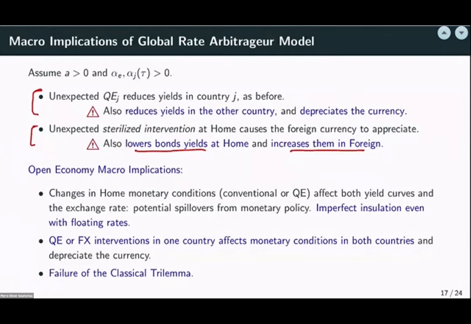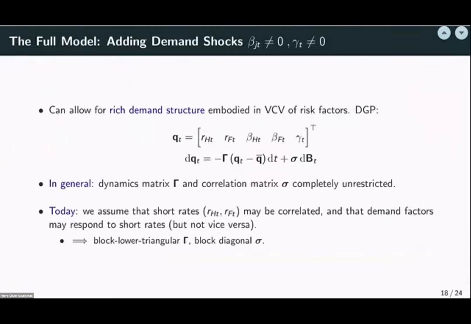And so we have imperfect insulation coming from the exchange rate now. We have these complex spillovers, and we have a failure of the classical trilemma. I have about 1 minute left, so I'm going to show you a few of the results we can get in the full model.